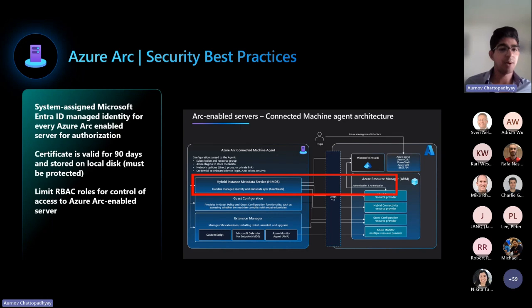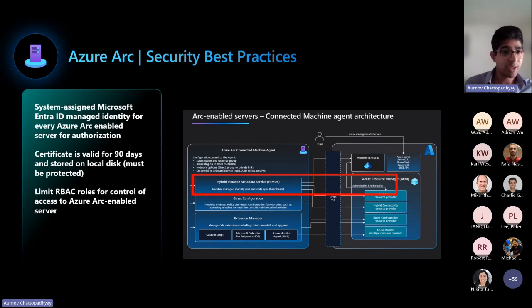And the final piece we wanted to highlight is, again, you want to limit the RBAC rules for control and access for your Arc-enabled server, right? So you want to make sure that whoever has access to the Arc-enabled server, for example, uses the connected machine administrator role, or you can even specify more granular Entra roles with a subset of Azure services that the administrator will get access to. So that's the best practice here.